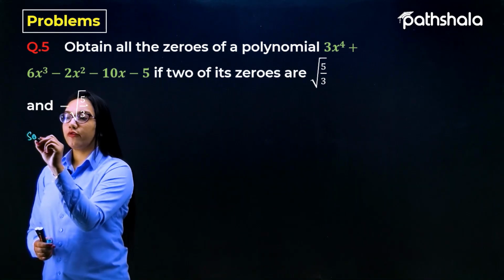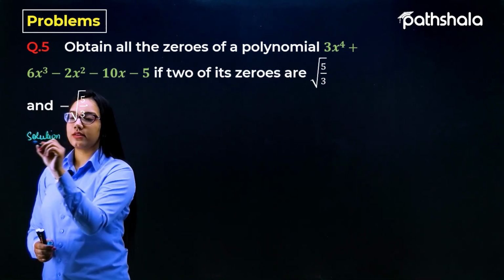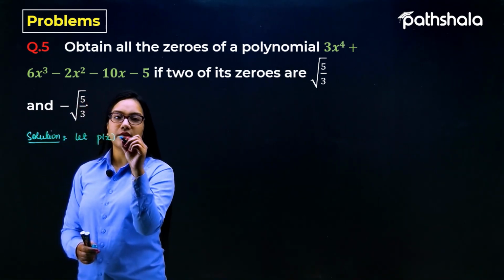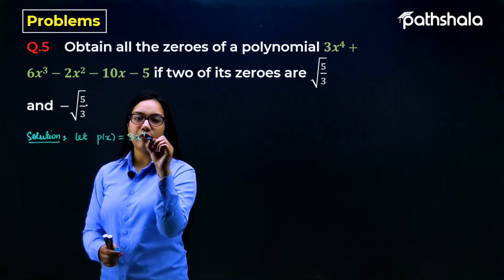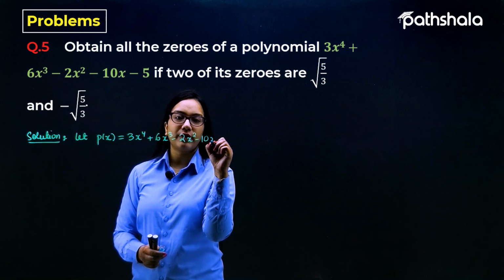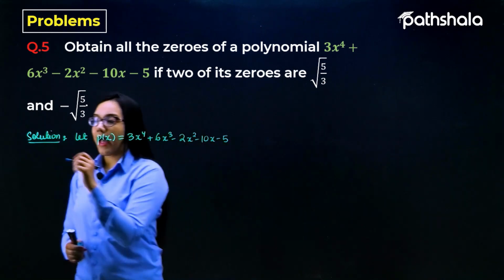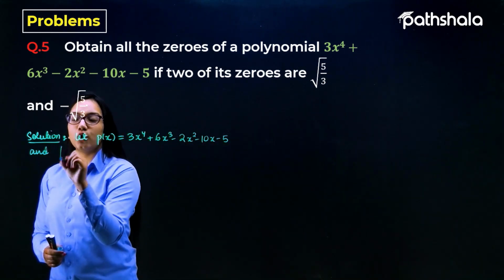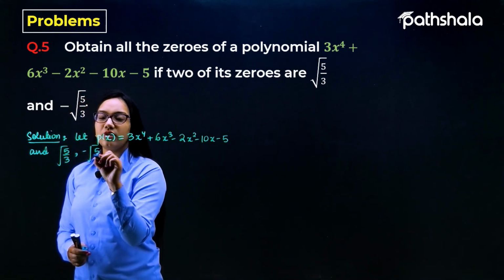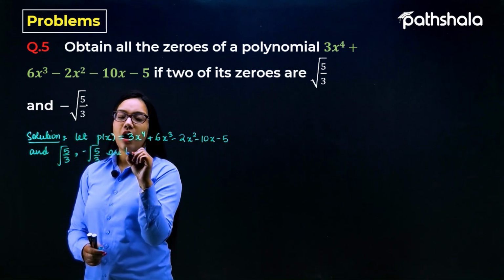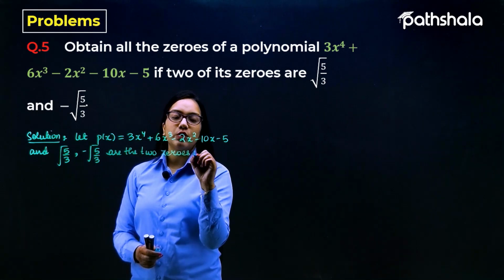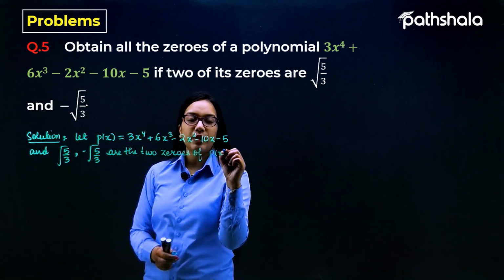First of all, let p of x be the polynomial that is given to us, which is 3x raised to the power 4 plus 6x cube minus 2x square minus 10x minus 5, and we know that root 5 by 3 and minus root 5 by 3 are the two zeros of the given polynomial p of x.